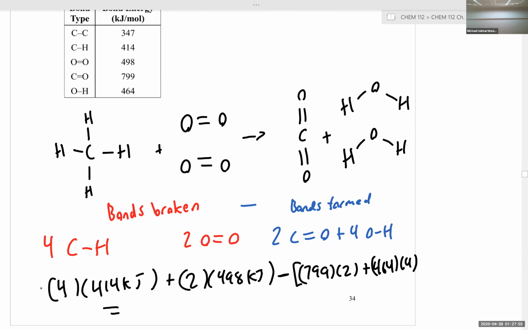And if we punch this into our calculator, we get the enthalpy of reaction is, give me one moment, I'm going to enter it into my calculator right now.